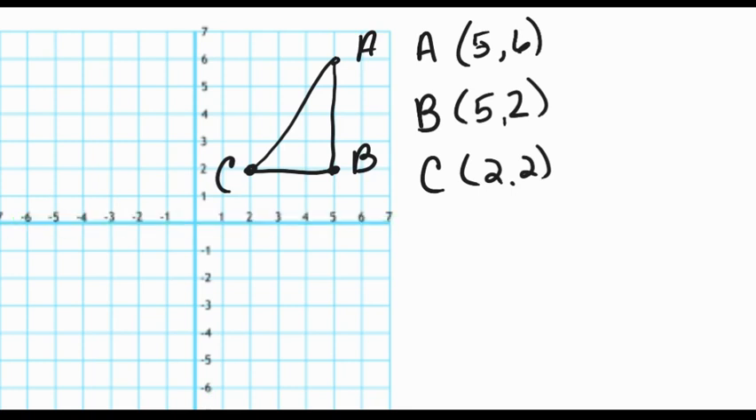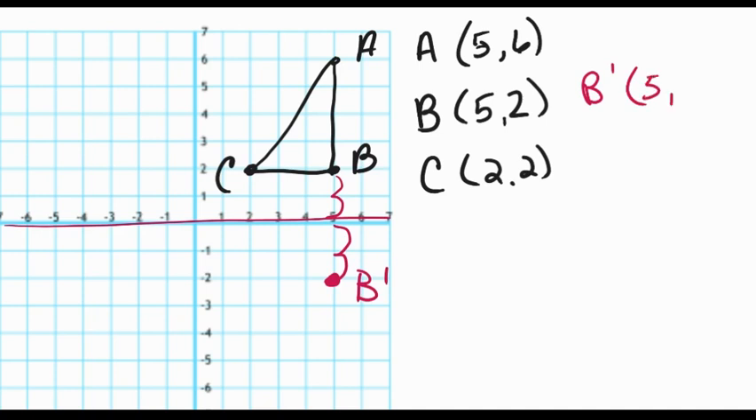So from there, I'm going to take point B. Notice that point B is 2 away from the x-axis. So B prime is going to be 2 away on the opposite side. All right, and so I'm going to put B prime here, and I'm going to put the coordinates as 5, -2. And then C prime, same thing. It's 2 away from the line of reflection, so I'm going to go 2 in the opposite direction, and I'm going to have C prime here. And so C prime is going to be 2, -2.